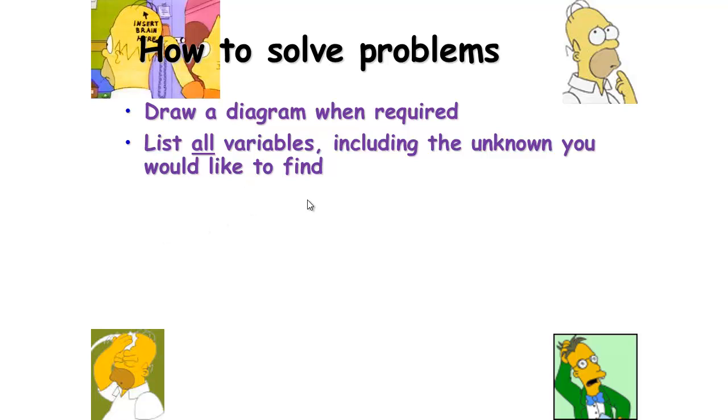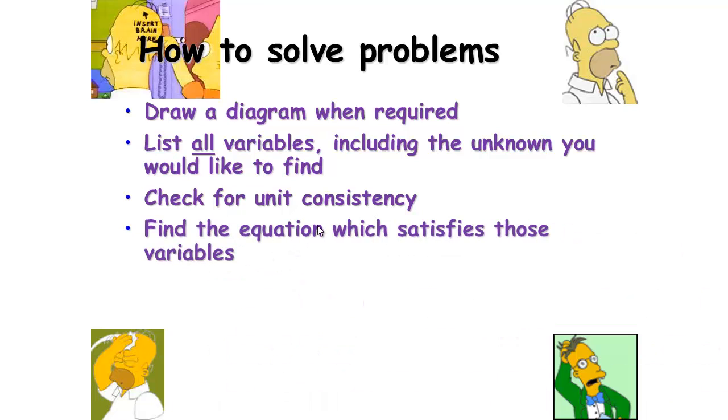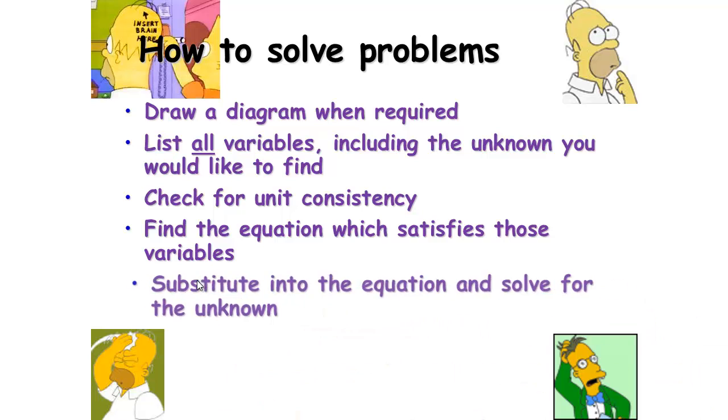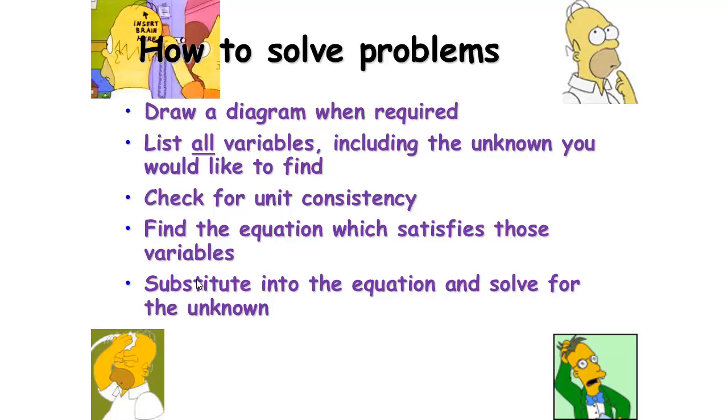You know, write the information that you're given down, and then because you've listed it, after checking that all your units are consistent, so we've got SI units before substituting, you can find the equation which is going to satisfy your variables. So you've listed all your variables, including the one you're after, so that you can then look at it and then pick the appropriate equation to solve. So then you substitute in and solve for whatever the unknown is that you were looking for. So those that draw diagrams, list variables, and then substitute in tend, in my experience, to do better than those that don't. So really good habit to get into.